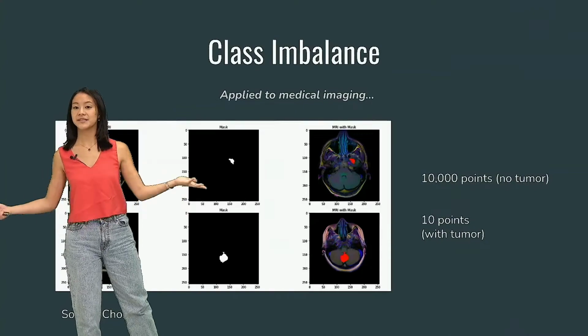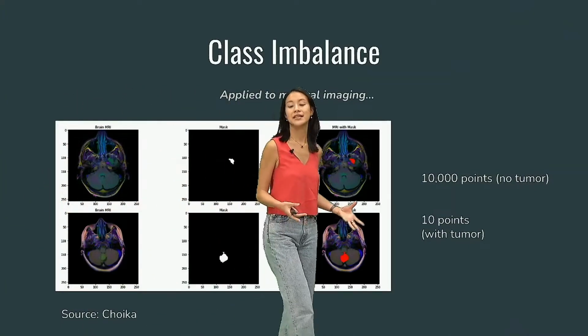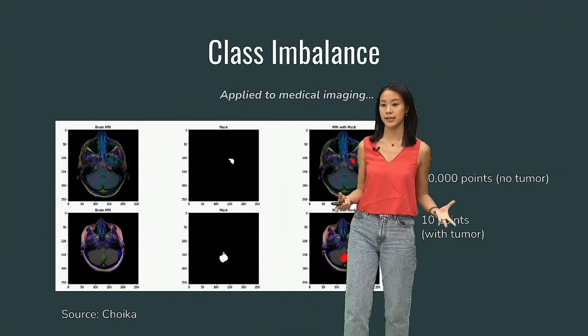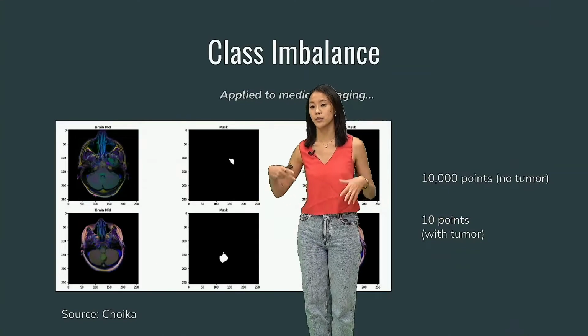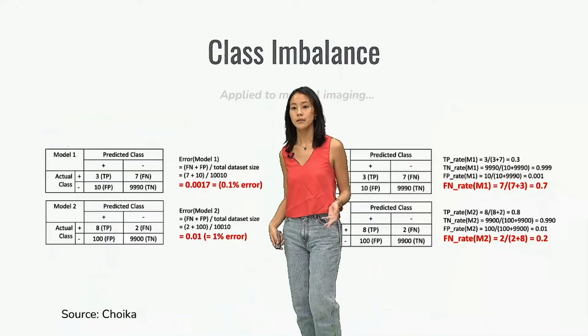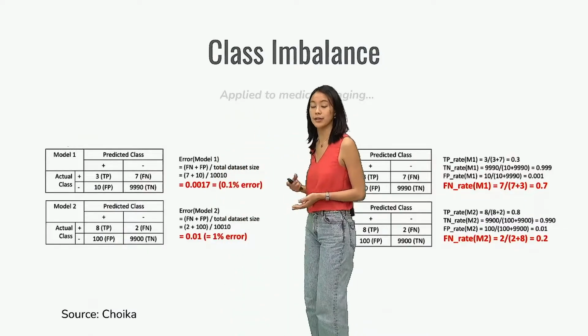So let's give this an example to make this a little bit easier to understand, hopefully. Let's just say that we had 10,000 data points that told us what a non-tumor looked like, and 10 data points that told us what a tumor looked like. If we had to do this mathematically speaking, let's start off with the left side, sorry.